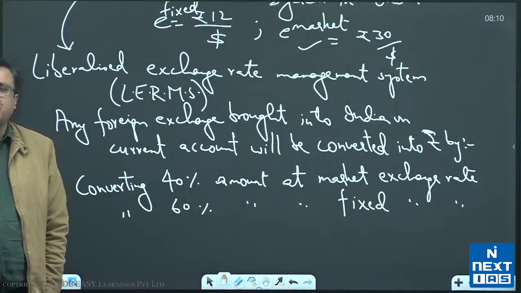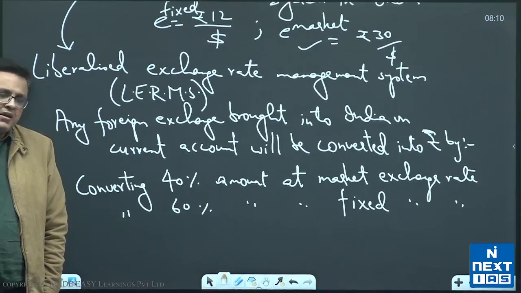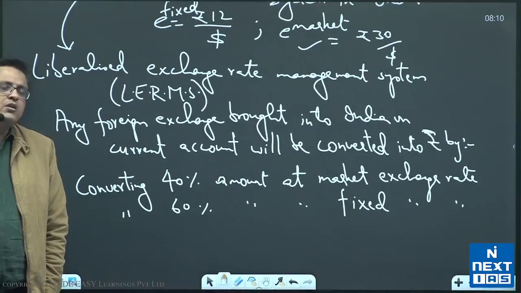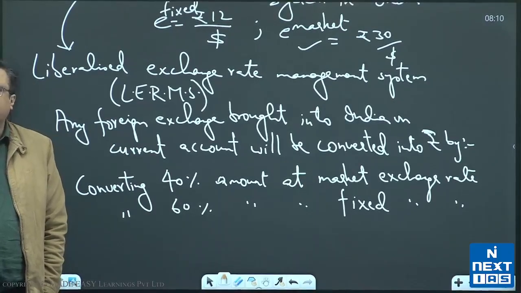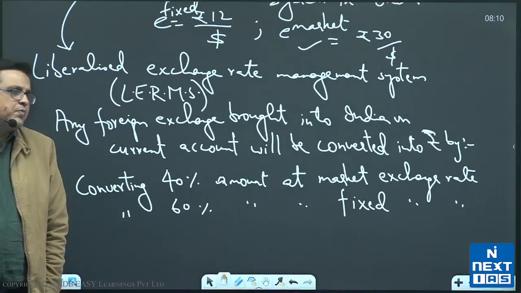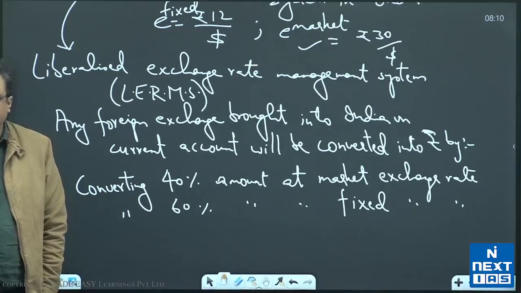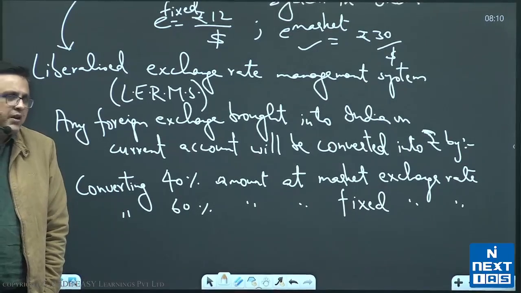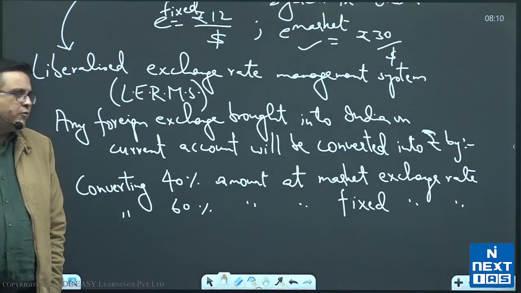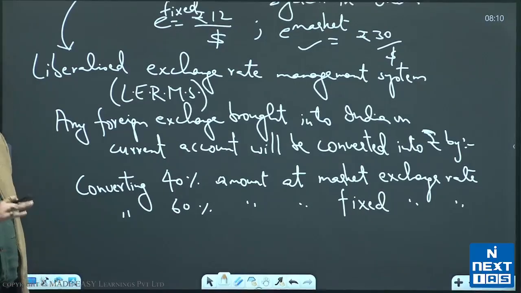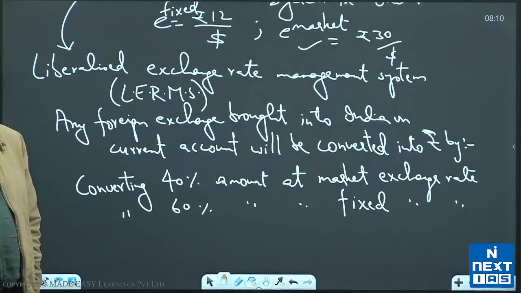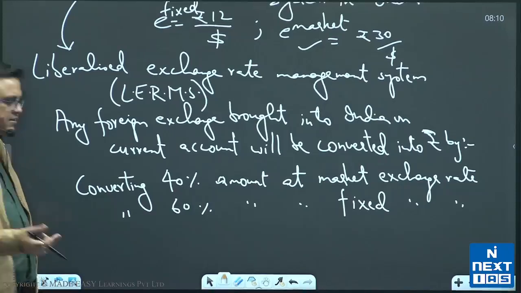जो पैसा आप भारत में लाएंगे करंट अकाउंट पे एक्सपोर्ट के थ्रू या फिर रेमिटेंसेस के थ्रू या बाहर से इनकम अर्न करके लाएंगे, तो जो भी पैसा आप भारत में लाएंगे उसका 40% अमाउंट पे आपको मार्केट रेट मिलेगा और 60% अमाउंट पे फिक्स्ड एक्सचेंज रेट मिलेगा. Just repeating myself in English, that whatever money you bring into India on current account, 40% will be converted at market exchange rate, 60% will be converted at fixed exchange rate.